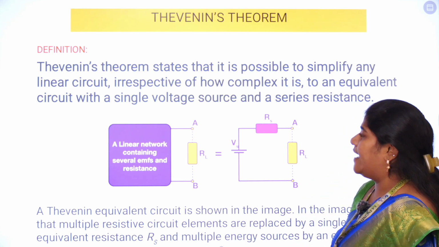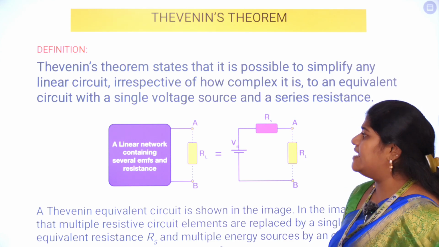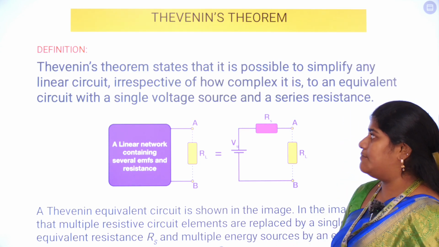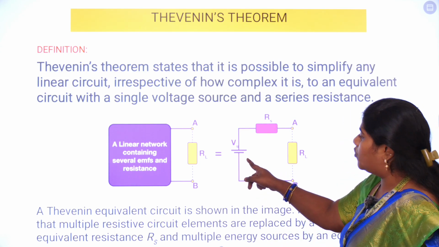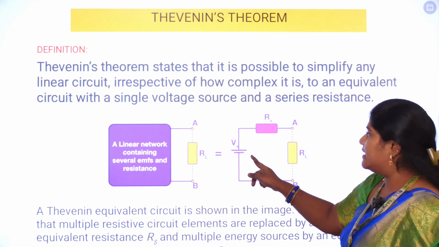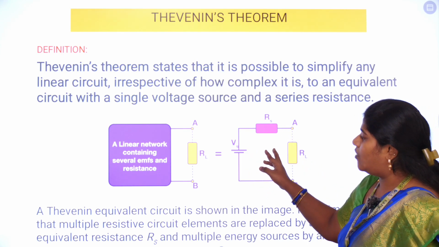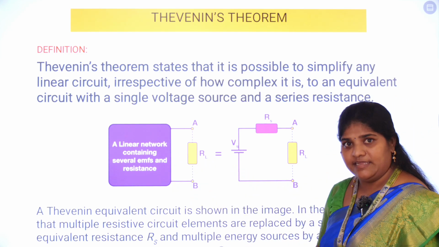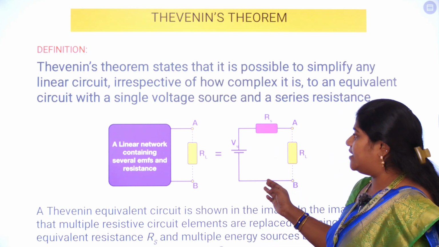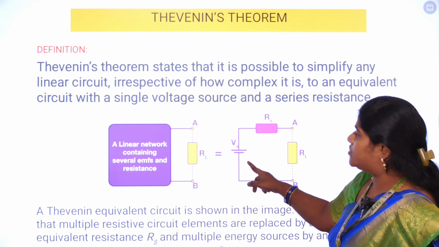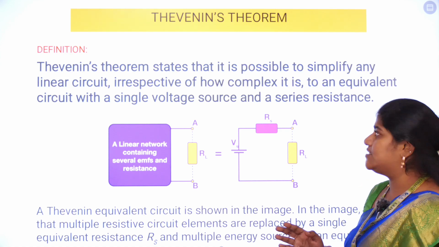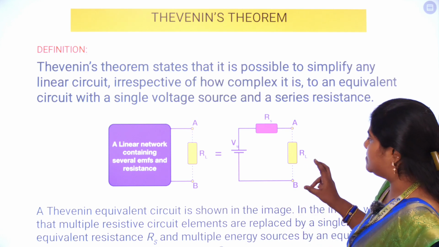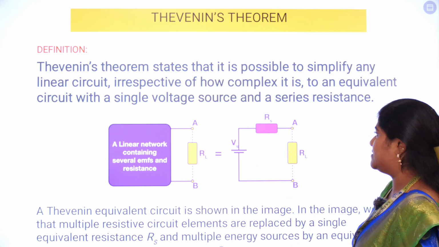Now here, as per the definition of Thevenin's theorem, any complex linear network can be simplified just by a single voltage source, as you can see here, Vs, and a single resistor Rs. On the other side, any linear network containing several EMFs and resistances can be converted into a circuit with a single voltage source Vs and resistance Rs. This is the ultimate aim of Thevenin's theorem. Any complex circuit can be converted into a simplified circuit with voltage Vs and resistor Rs.